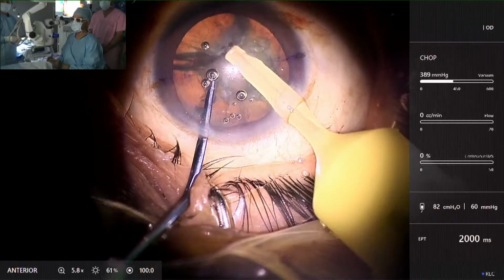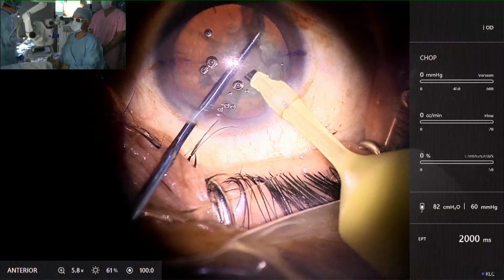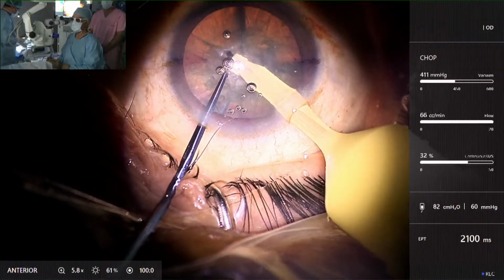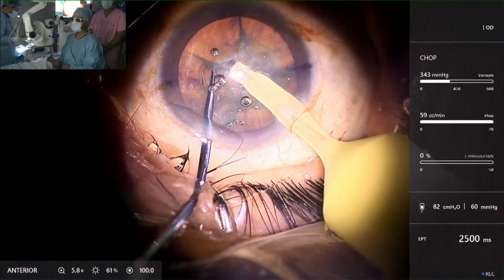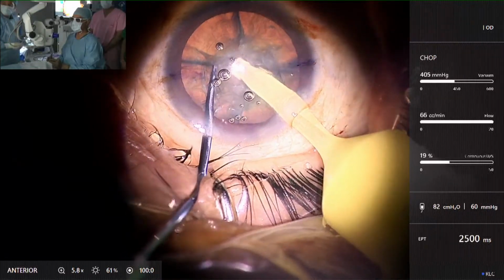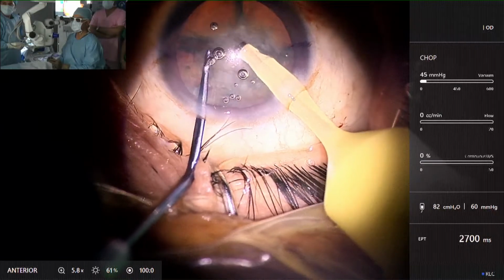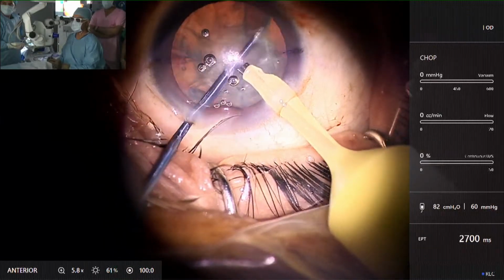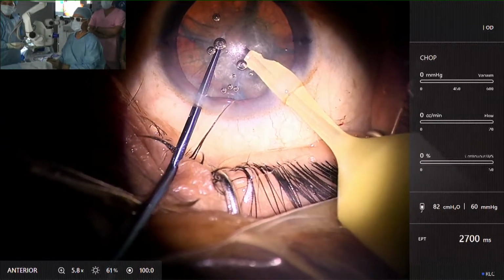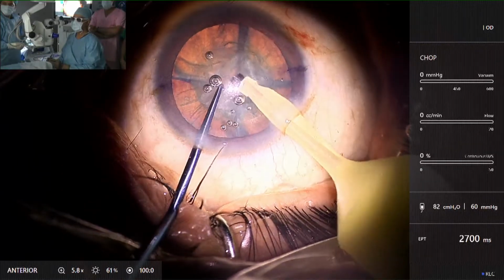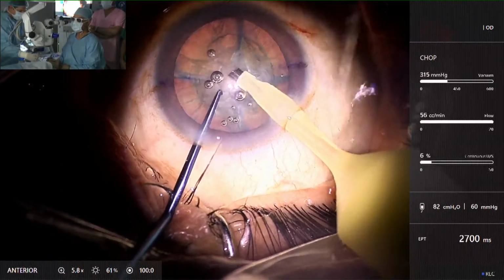So the posterior plate is very important. It's an NS3 kind of a cataract. Lateral separation has to be good. I'm doing a central chop and making sure that my posterior plate is cracking in most of the places. Can you wash the cornea? Can you wet the cornea, please?